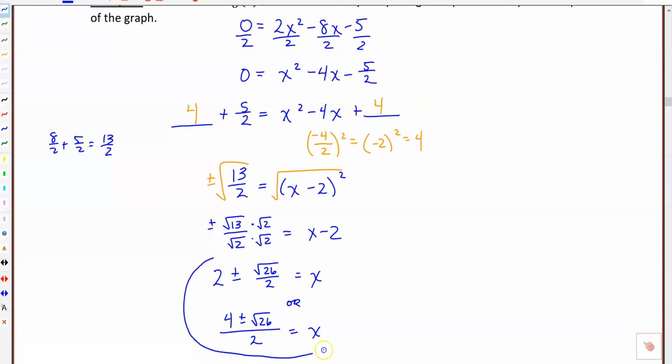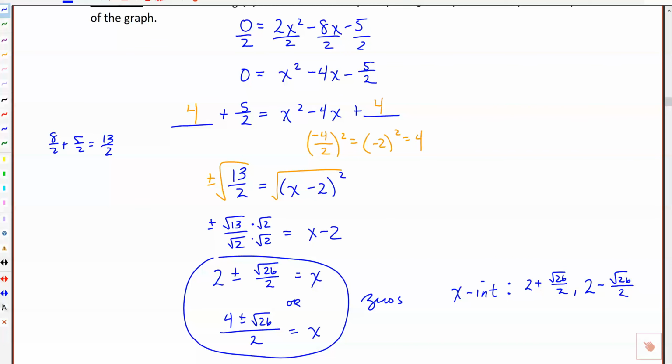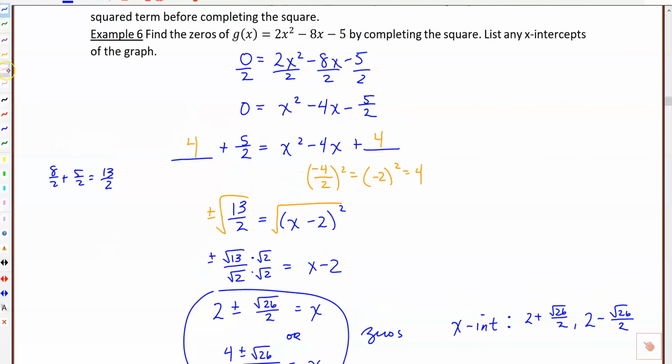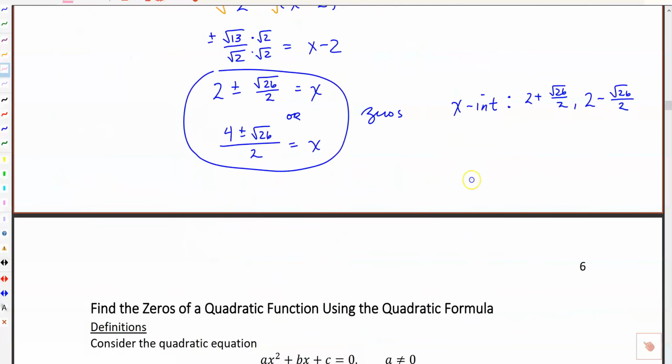Alright, so these are going to be my zeros, and my x-intercepts would be 2 plus the square root of 26 over 2, and 2 minus the square root of 26 over 2. So this one, we just had to be a little bit careful right here in terms of completing the square. Because the leading coefficient of my squared term was not a 1, I needed to divide everybody by that coefficient and make it a 1 before I could do my completing the square process. Alright, so there is the completing the square process.